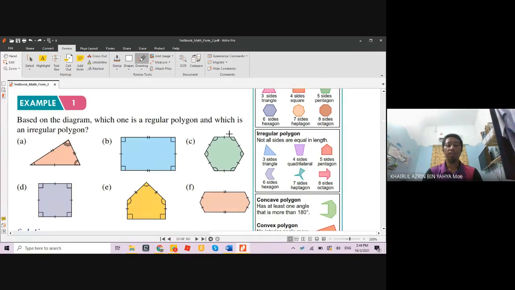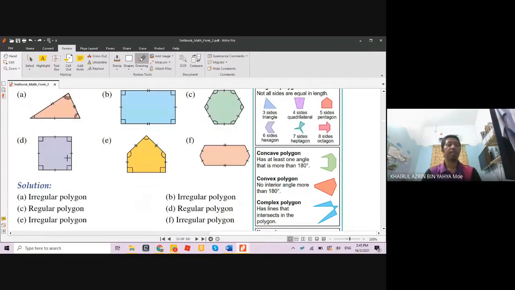This one, all sides are equal in length and all angles are same. Have how many sides? 1, 2, 3, 4, 5, 6. This one we call as a regular hexagon. Regular hexagon. Regular meaning all sides are equal. Okay. D, this is a square. So of course this is a regular polygon.